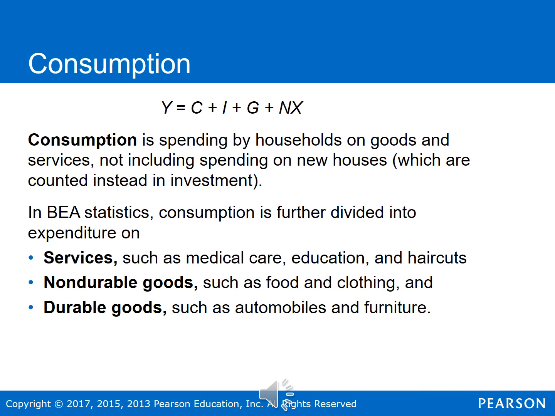The next is non-durable goods. So these are goods that you purchase, and once you purchase them, you use them up fairly quickly. So these are things like food and clothing. They're a small portion of your income, you don't typically have to take out loans for them, and they last much shorter. Finally, there's durable goods. So these are goods like automobiles and furniture. Consumers tend to borrow for them, and they're more expensive and last a lot longer than non-durable goods.